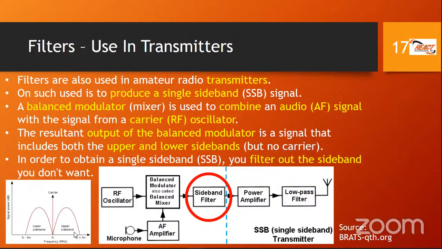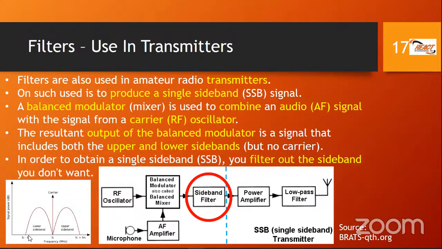But when we use a radio, we don't want to use both sidebands. In amateur radio, we either want to use lower sideband, LSB, or upper sideband, USB. The balanced modulator here will give us both the upper and lower sideband. So to get single sideband, which is either upper sideband or lower sideband, we need to filter out the sideband that we don't want. Therefore, we have this filter, or sideband filter, that filters out one of the sidebands.